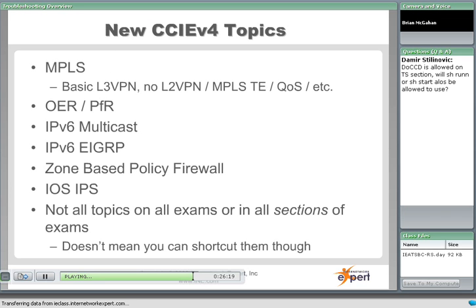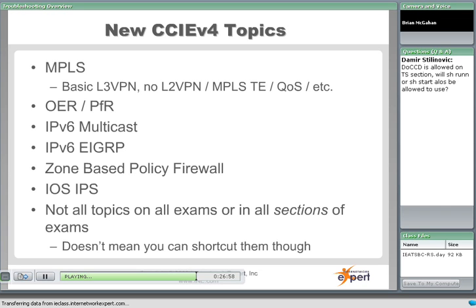Now, some of the new topics that have been introduced into the exam, first and foremost is MPLS, which fortunately for you guys is going to be only the layer 3 MPLS VPNs. So it is not going to be a lot of the detailed service provider level topics of MPLS. There's not going to be any L2 VPN, which would be either the Any Transport over MPLS, AToM, feature, or the Virtual Private LAN Service, VPLS. That type of stuff is still going to be reserved for the CCIE Service Provider exam.